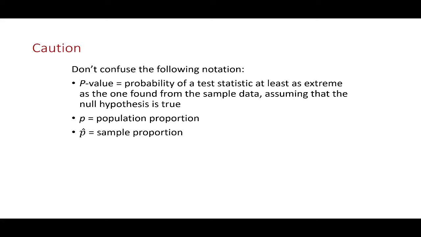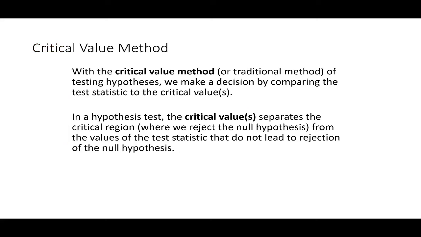So do not be confused about the p-value and these symbols. This p means it's a population proportion. This p-hat is a sample proportion. This p-value is the probability of a test statistic at least as extreme as the one found from the sample data. We're going to see a couple of examples, and then you'll be able to see this notation one more time. Critical value, we already covered in a previous chapter how to find it. In a hypothesis test, the critical value separates the critical region, where we reject the null hypothesis, from the values of the test statistic that do not lead to rejection of the null hypothesis.